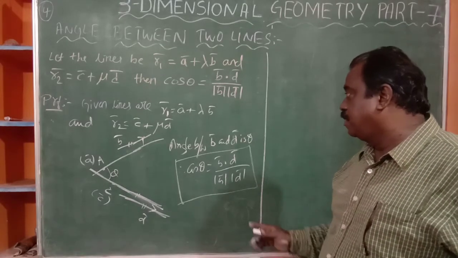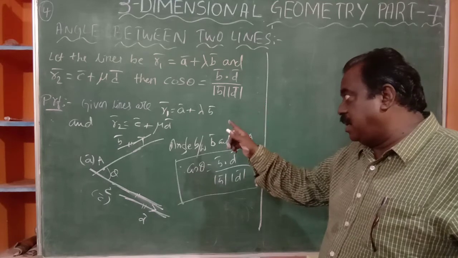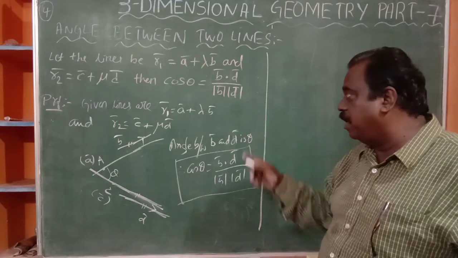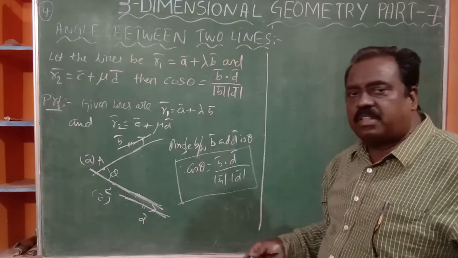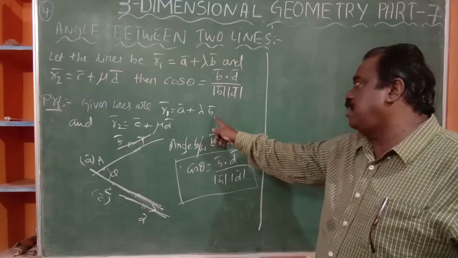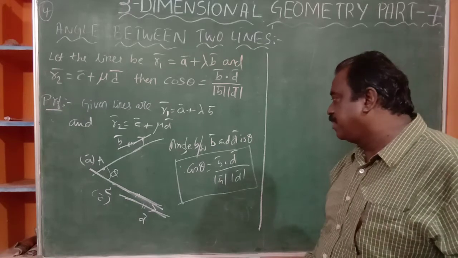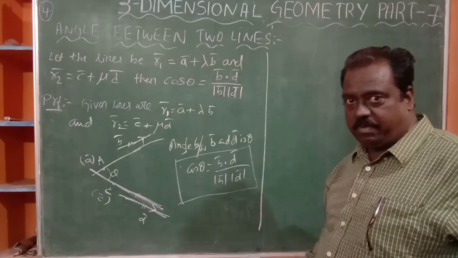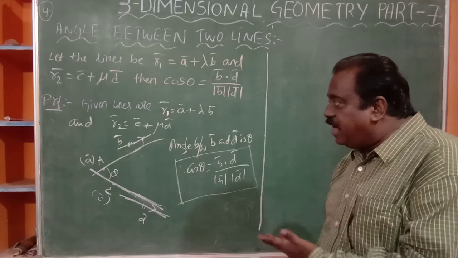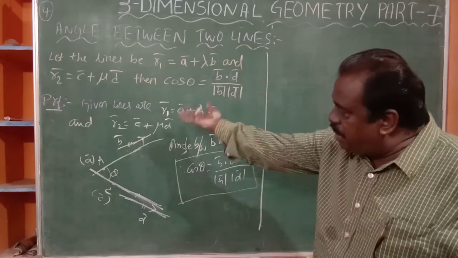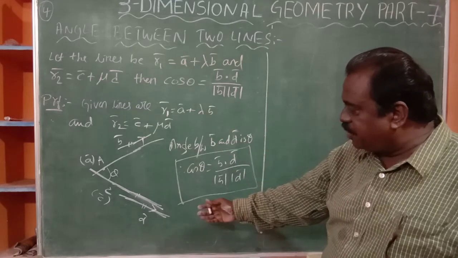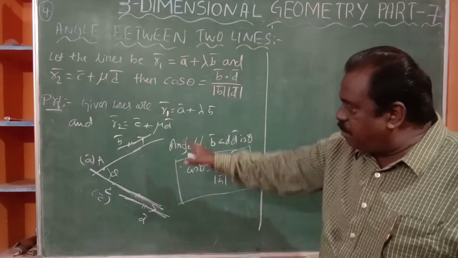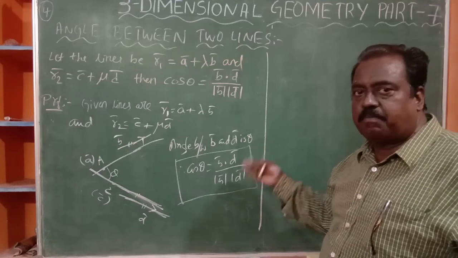Okay, then observe. If the lines with vector equations R1 bar is equal to A bar plus lambda B bar, R2 bar is C bar plus mu D bar, where lambda and mu are constants, scalars. The first line is parallel to B bar, the second line is parallel to D bar. Then cos theta is equal to B bar dot D bar by modulus of B bar modulus of D bar. As already discussed, these lines are parallel to the vectors. If theta is the angle between the lines, then theta is the angle between the vectors. So cos theta, by using the dot product concept, we get this.